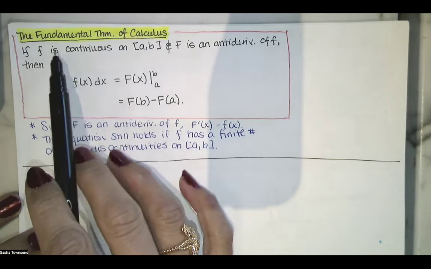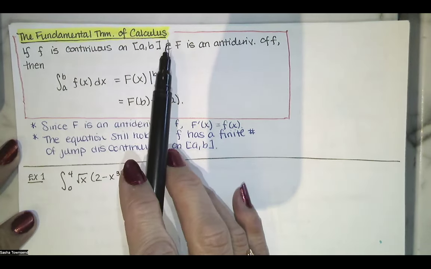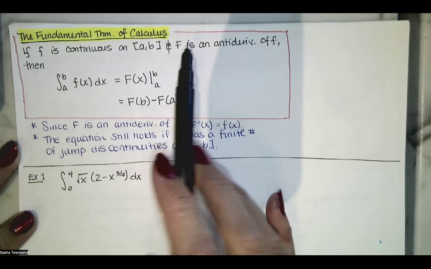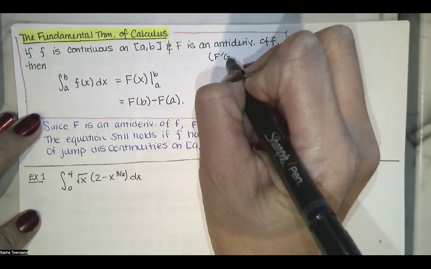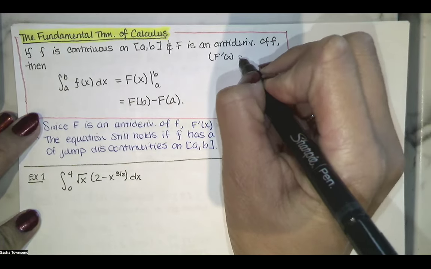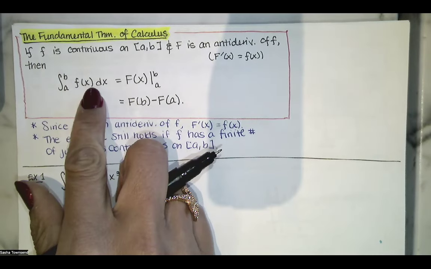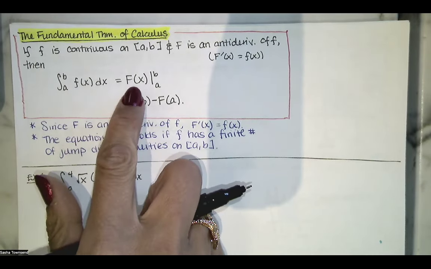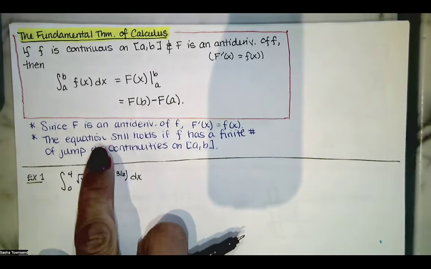The fundamental theorem says, or one part of the fundamental theorem says, that if f is continuous on the closed interval from a to b, and capital F is any antiderivative of f, so of course that just means that capital F prime is equal to a lowercase f of x, then the integral from a to b of f of x is the antiderivative evaluated at b and a, and then you subtract them.